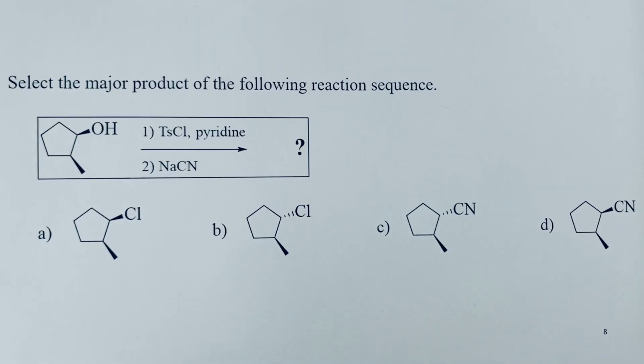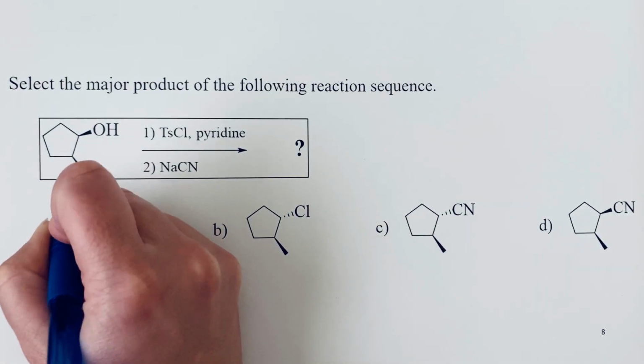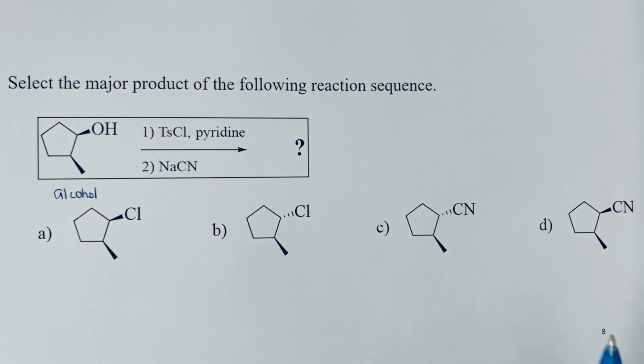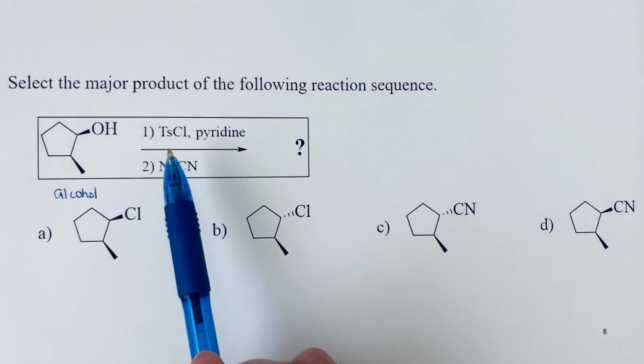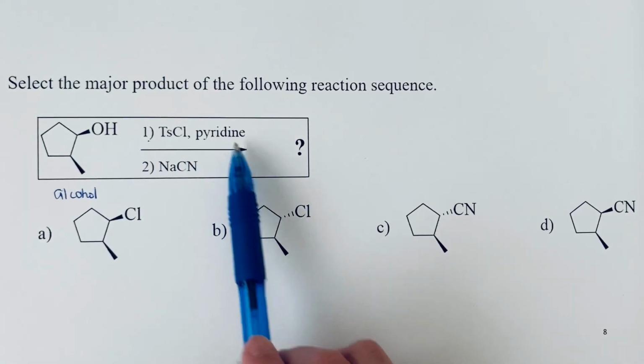Select the major product of the following reaction sequence. So in this reaction, we are starting with an alcohol, and we are taking this through a two-step process. In the first step of the reaction, we're treating this with tosyl chloride and pyridine, and then we're treating it with sodium cyanide.